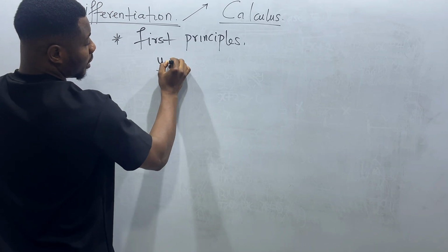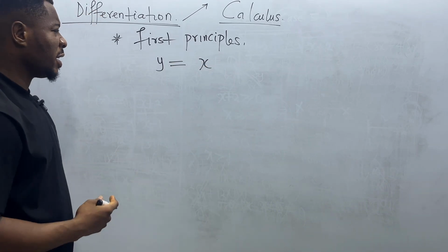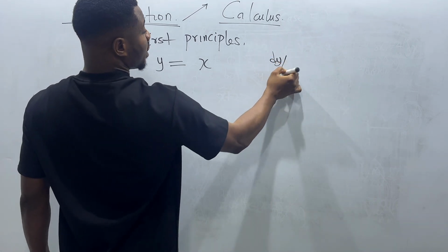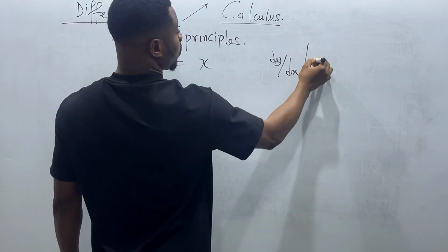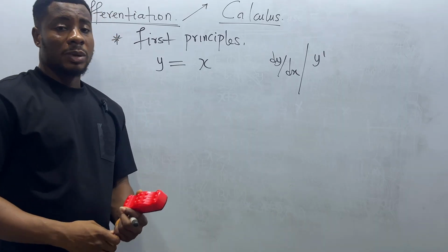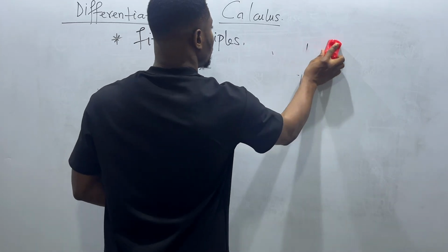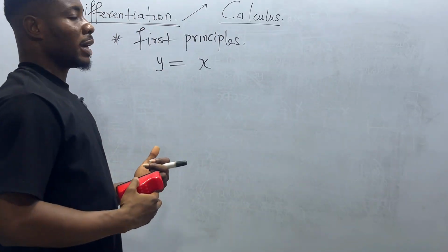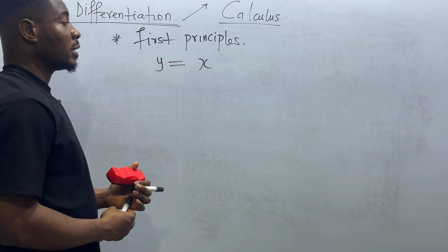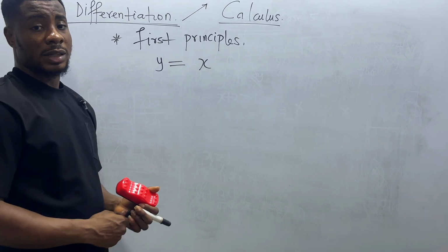Let's say, for instance, y is equal to x, and I want to find the derivative of y. That is to say, I want to look for dy over dx, or I want to look for y prime. So dy over dx and y prime actually still imply differentiate y. Now the first thing I will do is to increase both sides by delta x and delta y. I'm going to increase the left hand side by delta y. Then also I'll increase the right hand side by delta x.